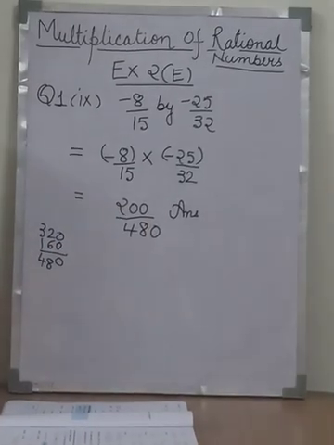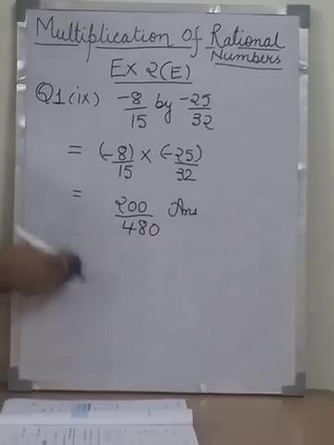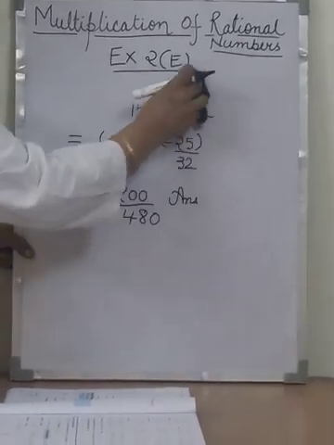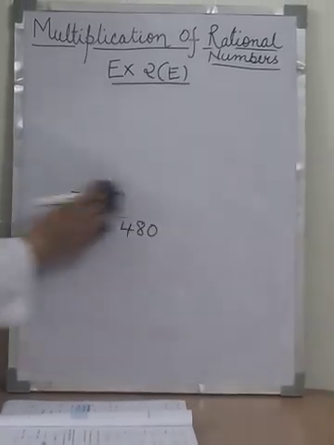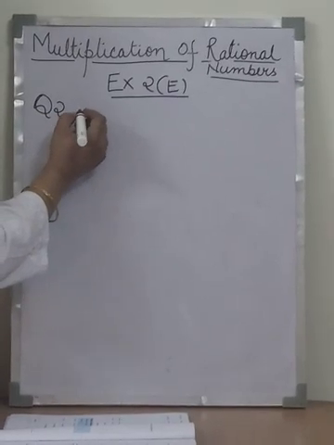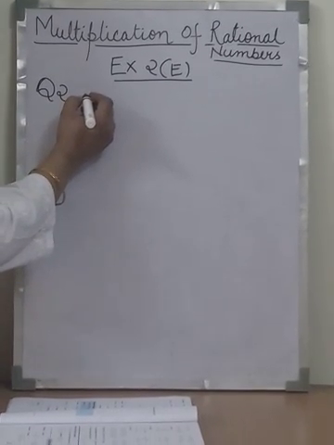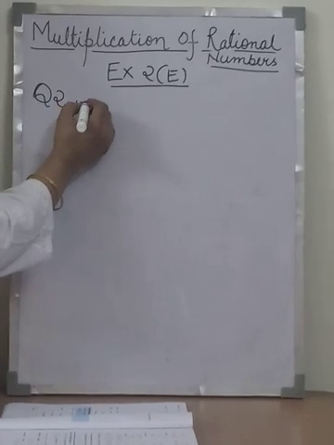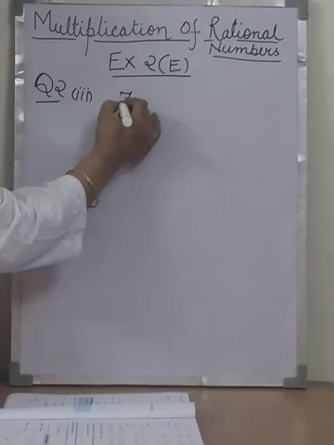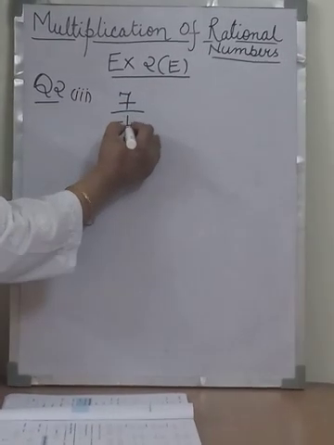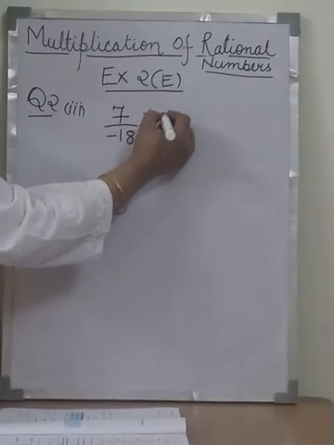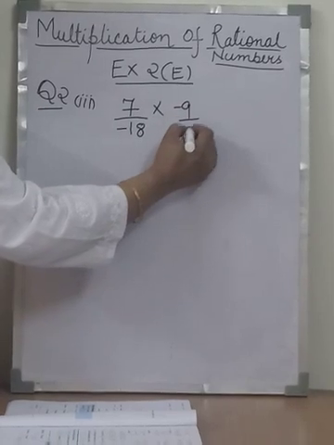Okay, children. Similarly, in question number 2, they have given you an expression and they are asking you to simplify. So first you write the question line, copy the question line, and then solve the questions. I am doing question number 2, third part for you. The expression given is -7 upon -18 into -9 by 14.